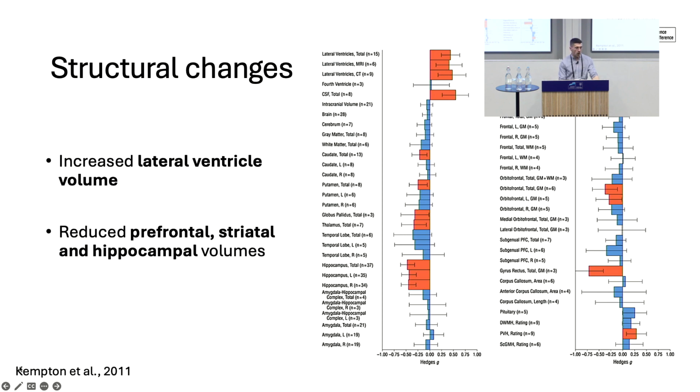So you can see on the right-hand side of the slide here, this is taken from a paper in 2011, just reviewing several studies that looked at structural MRI changes in the brains of depressed people. And you can see that at the top, there's increases in lateral ventricular volume, and then there are reductions in, so orange are significant changes, the reduction in volumes in several prefrontal areas, including the orbitofrontal cortex, the caudate, the putamen, and also the hippocampus.